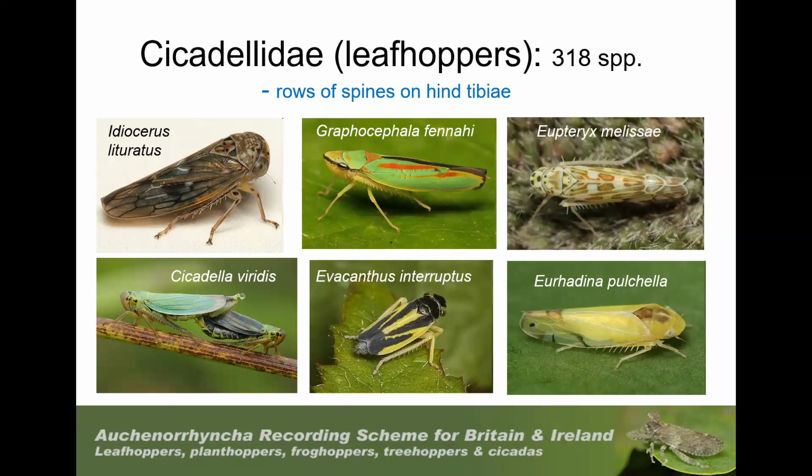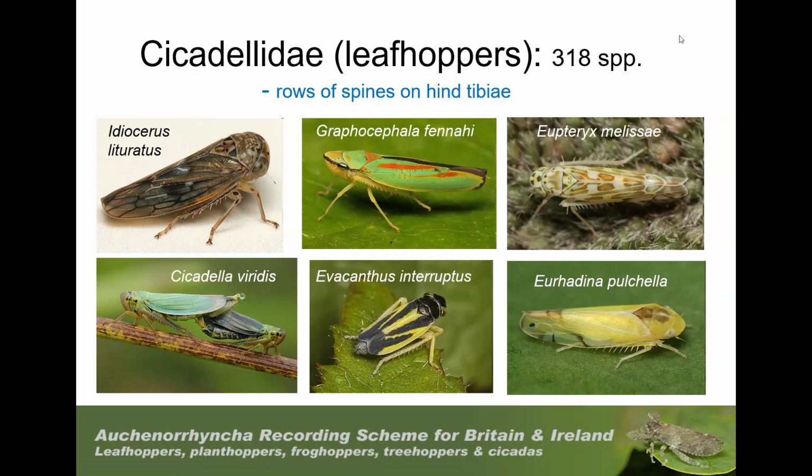Now we come on to the really big group, the Cicadelidae, with, as you can see in each of these pictures, the row of backward pointing spines on the hind tibia. As you would expect with a group with a large number of species like this.